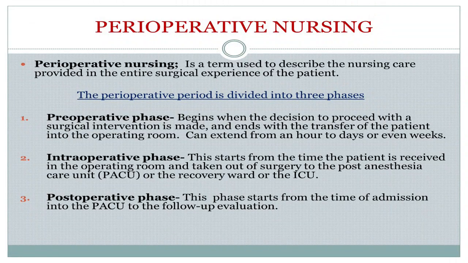So the perioperative period is divided into three phases. We have the preoperative phase, intraoperative phase, and postoperative phase, as I said earlier. With the preoperative phase, pre means before. It begins when the decision to proceed with a surgical intervention is made, and ends with the transfer of the patient into the operating room. It can extend from an hour to days or even weeks.